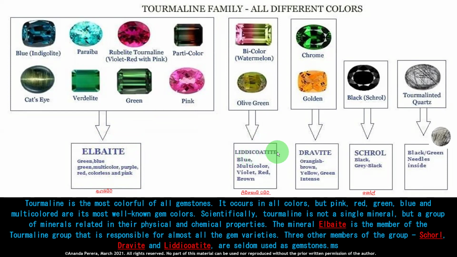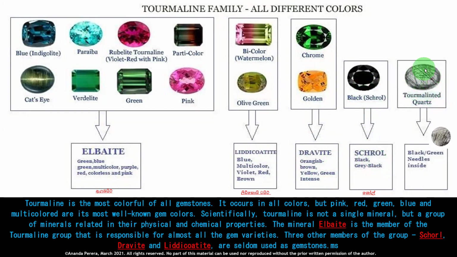Here, liddicoatite. Liddicoatite comes with bicolor, watermelon and olive green color. Blue, multicolor, violet, red, brown. These are the colors. That is called liddicoatite. And this one, chrome and the golden color. It is dravite tourmaline. Orangish brown, yellow, green, intense colors. It is dravite. Schorl. Black one is called schorl. Black, gray, black is schorl tourmaline.